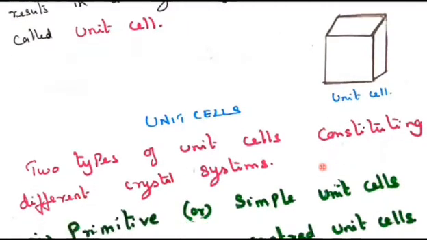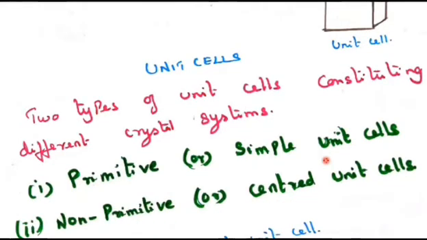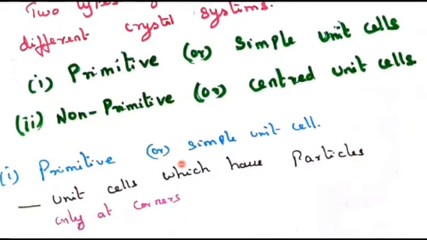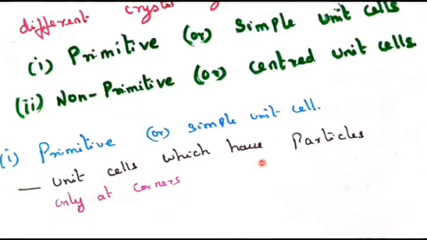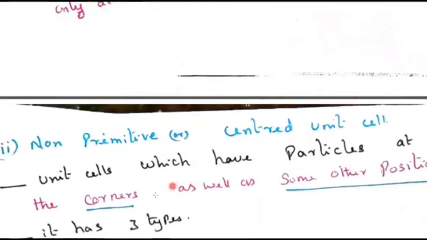There are two types of unit cell. One is the primitive or simple unit cell. The second is the non-primitive or centered unit cell. In a primitive or simple unit cell, the atoms, particles or ions are present only at the corners. In a non-primitive unit cell, the atoms, particles or ions can be present at the center as well as in some other places. It is called a non-primitive or centered unit cell.